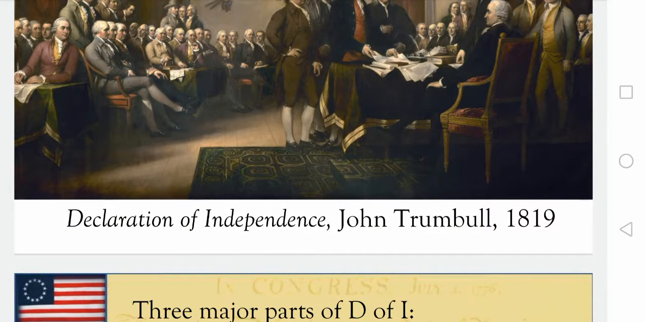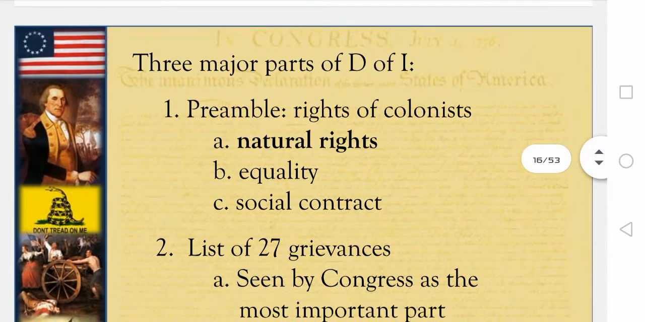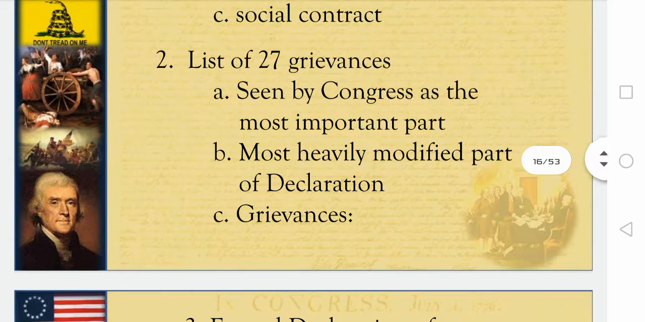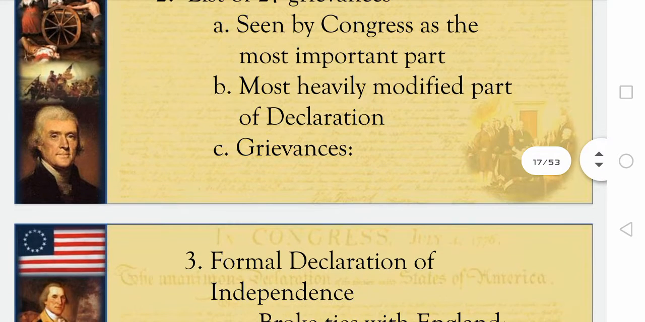And that's the great picture of the Declaration of Independence, John Trumbull, 1819. Three major parts of the D of I, and this D of I means Declaration of Independence. First is the preamble, rights of colonists, meaning natural rights, equality, social contract. Then comes the list of 27 grievances, seen by Congress as the most important part, but the most heavily modified part of the declaration.